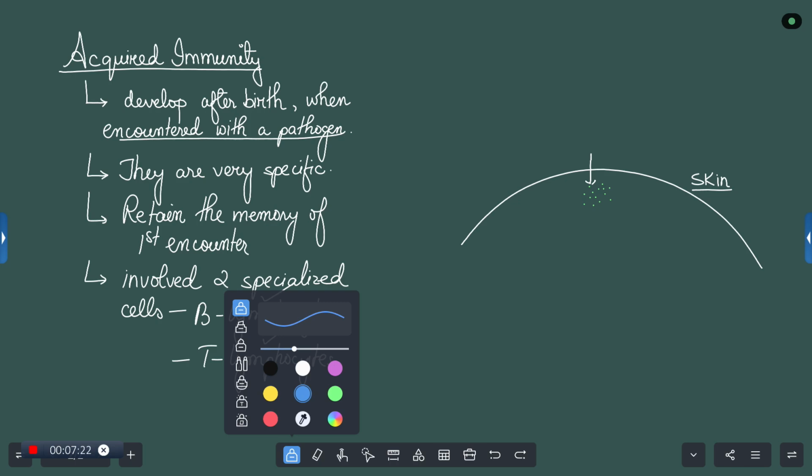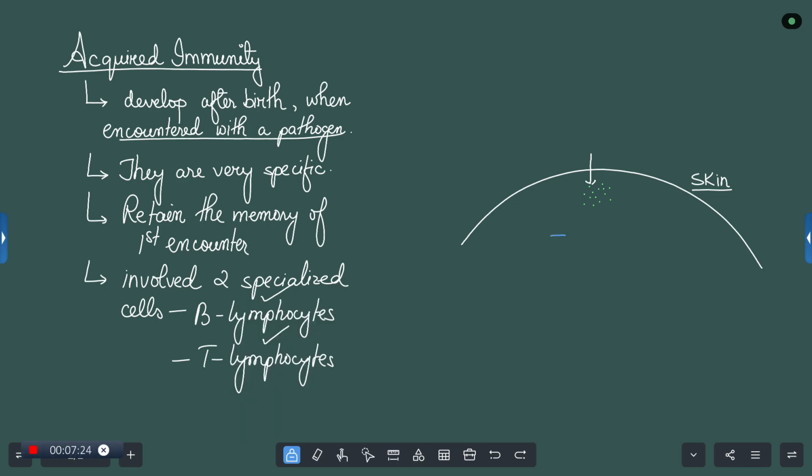Two cells get activated. The first one is the T cell, the T lymphocyte. When the first line of defense fails and the second line of defense fails, the T cells get activated. Once the T cells are activated, they start giving commands to the B cells.